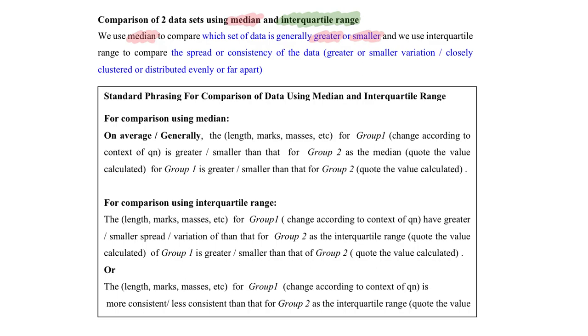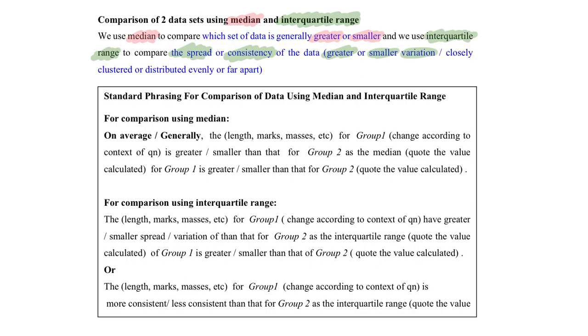Okay, we use interquartile range when we want to compare the spread or the consistency of that data. Is there a very big or great variation, or are they evenly distributed? Because then we would know whether that particular set of data is very consistent or not, or closely clustered around the median, somewhere along that line. Okay, so this one is talking about the variation. Is it smaller or greater?